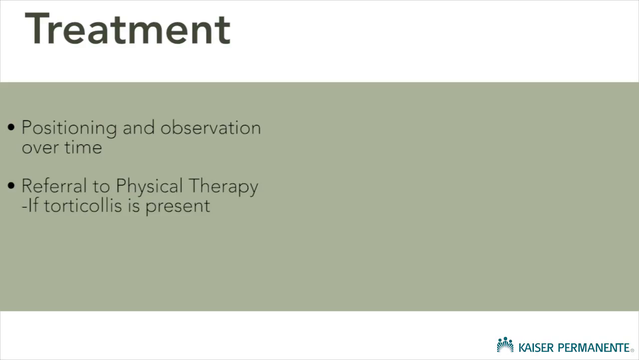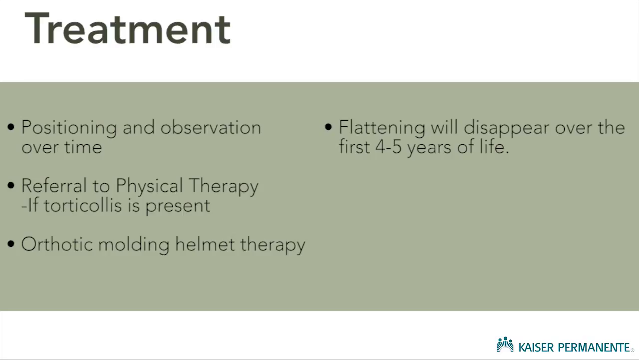Treatment for infants with deformational plagiocephaly and brachycephaly include: 1. Positioning and observation over time, as discussed with prevention. 2. A referral to physical therapy for care of torticollis, if present. And 3. Orthotic molding helmet therapy, if indicated. Most infants' flattening will disappear over the first 4 to 5 years of life with time and positioning.